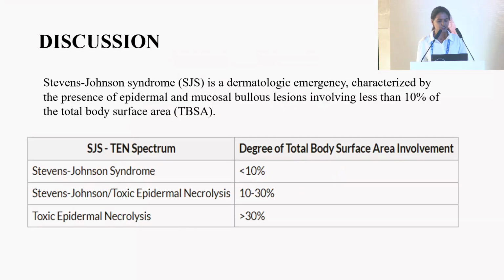So coming to discussion, Stevens-Johnson syndrome is a dermatologic emergency characterized by the presence of epidermal and mucosal bullous lesions involving less than 10% of the total body surface area. So we have a Stevens-Johnson toxic epidermal necrolysis spectrum, in which if it's less than 10%, we call it as Stevens-Johnson. If it is between 10 to 30%, then it is an overlap of Stevens-Johnson with toxic epidermal necrolysis. If it is more than 30% of total body surface area, we call it as toxic epidermal necrolysis.